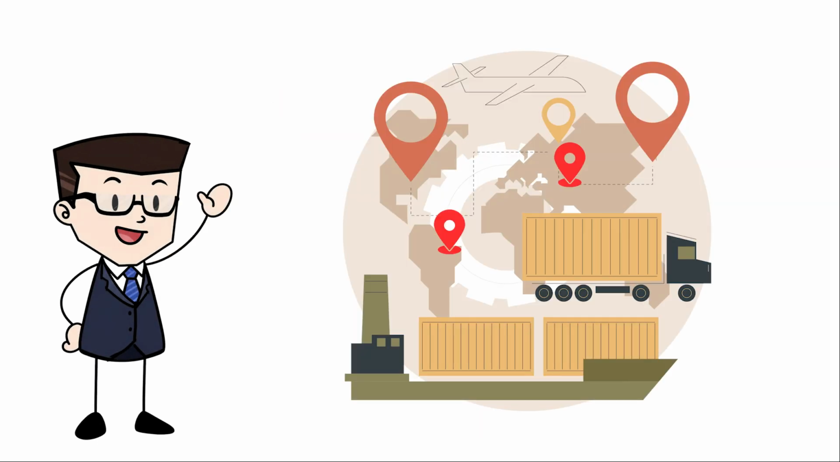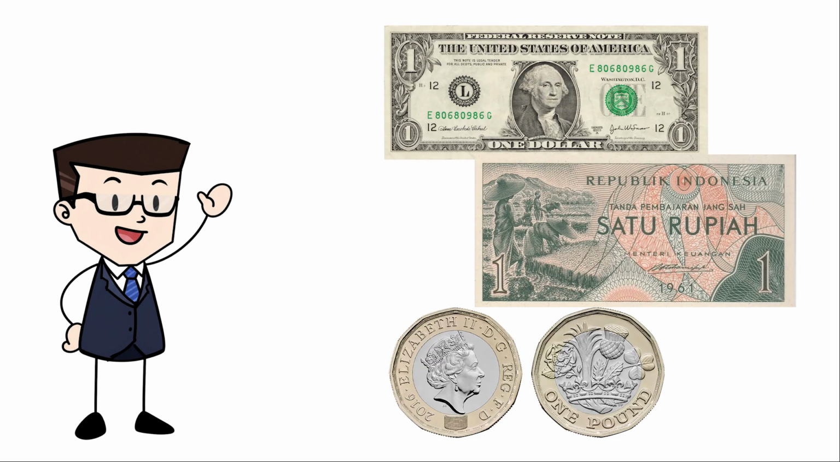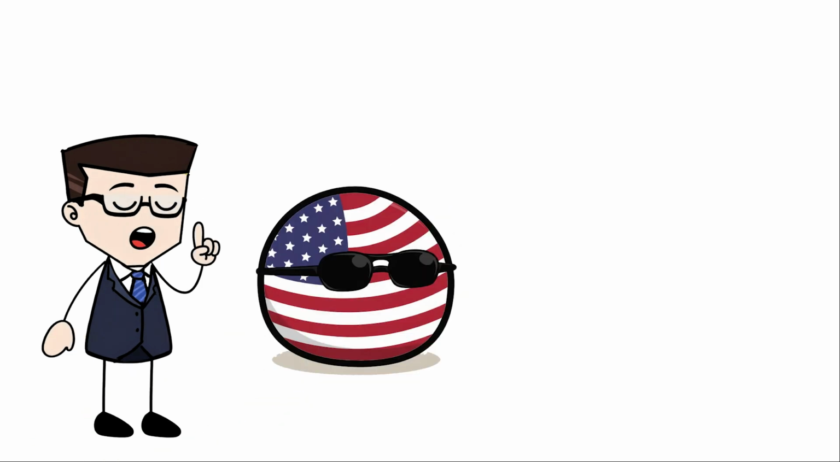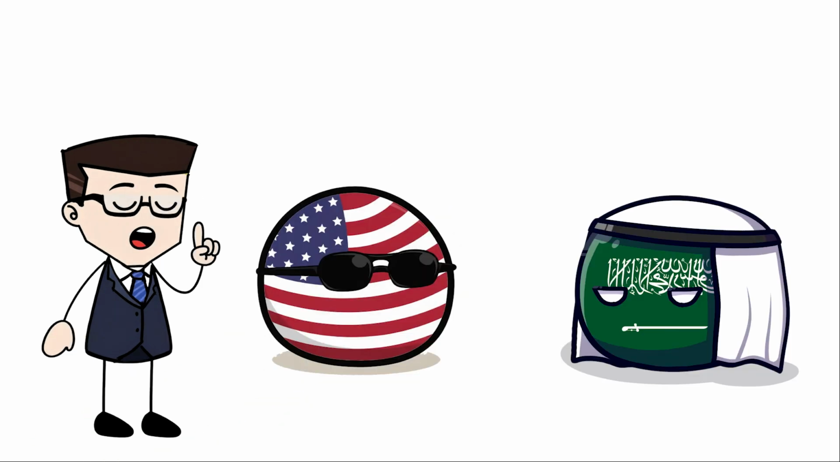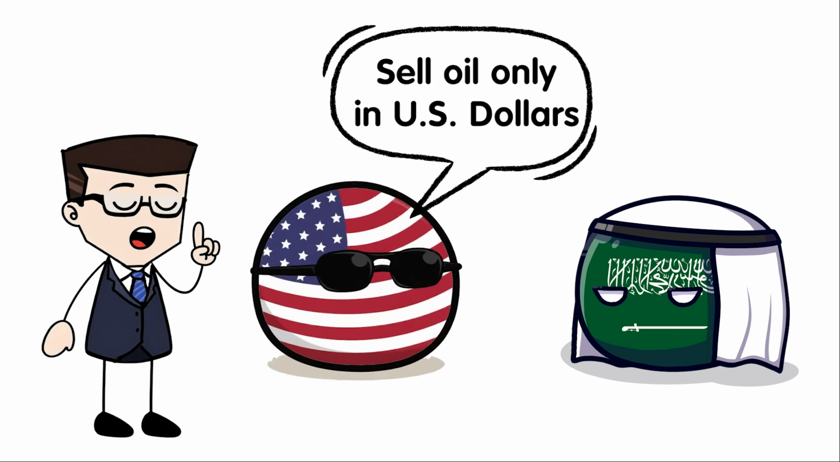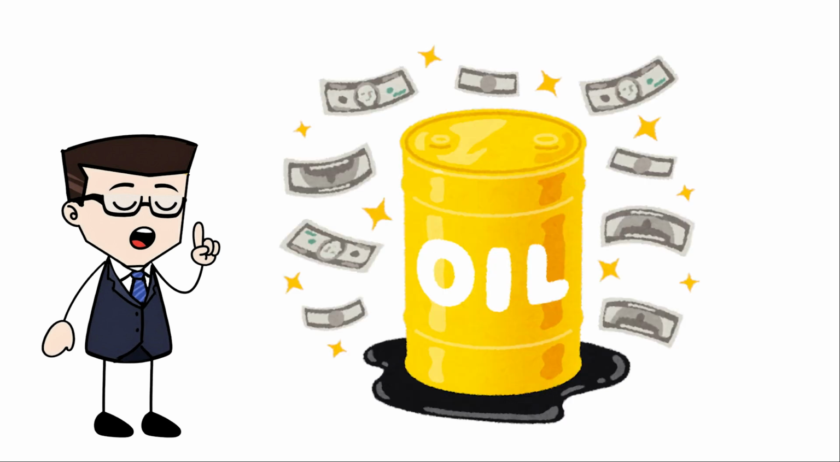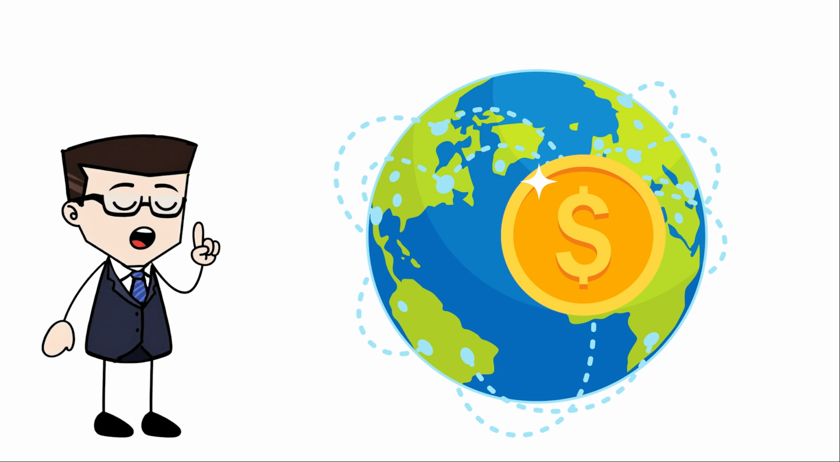That is why most countries try to export as much as possible. They want other countries to need their money, which makes their currency stronger. The best example is the US. The US convinced Saudi Arabia to sell oil only in US dollars. And since the whole world needs oil, the whole world must need US dollars. This turned the dollar into a global currency.